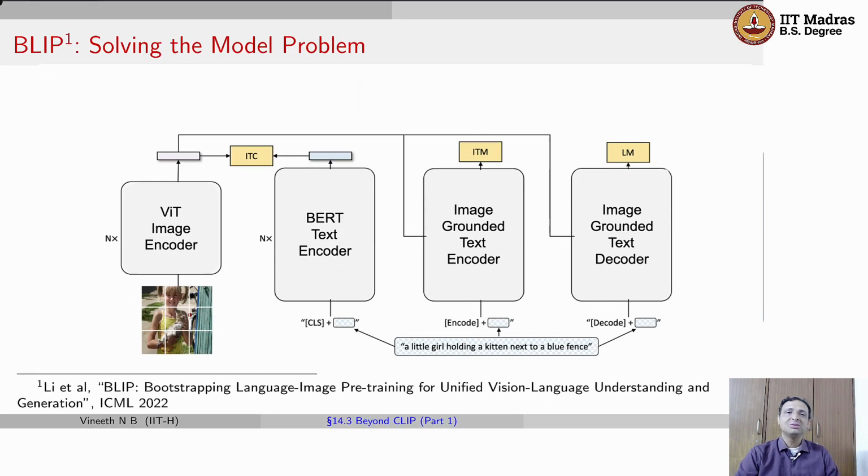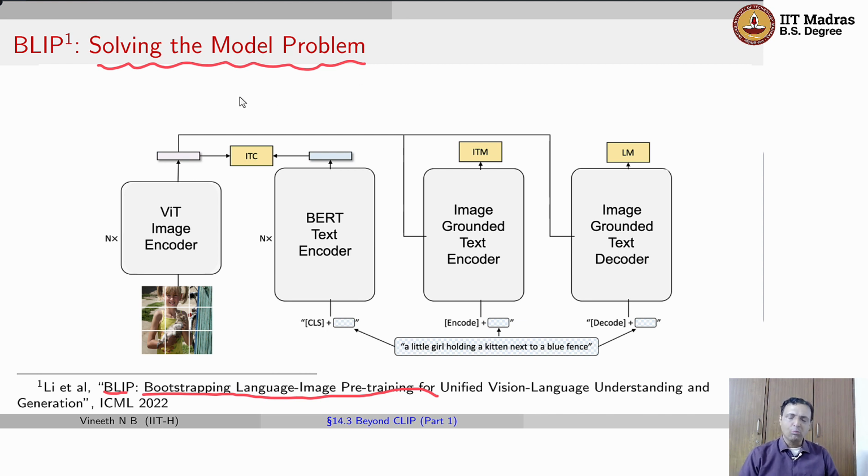So what do we do? This is where BLIP comes into the picture. BLIP stands for Bootstrapping Language Image Pre-training for Unified Vision Language Understanding and Generation. This was a paper published in ICML of 2022. And as you can see here, their objective was to solve the model problem in CLIP.